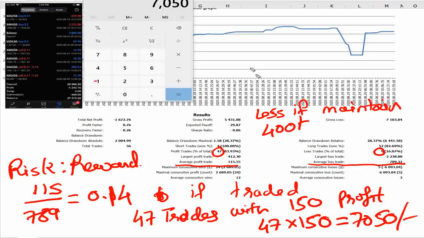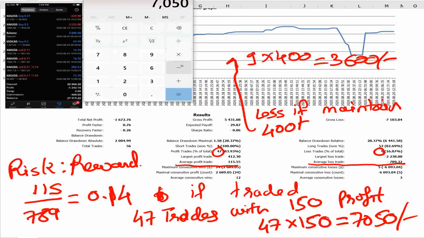Now if he maintains the loss at 400 loss per trade, so if he maintains this 400 US dollar loss in each trade, then his 9 trades would make 3600 US dollar loss. And after closing this 3600 US dollar loss, his account would still be in profit of 3450 US dollars, which you can see on the screen.